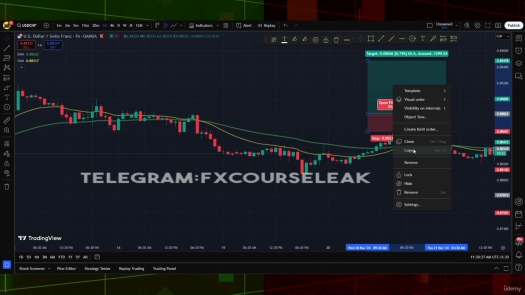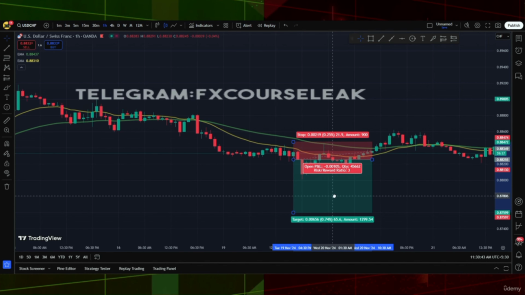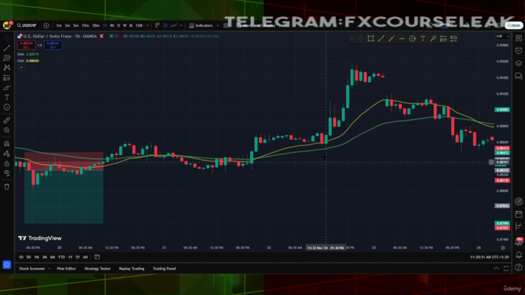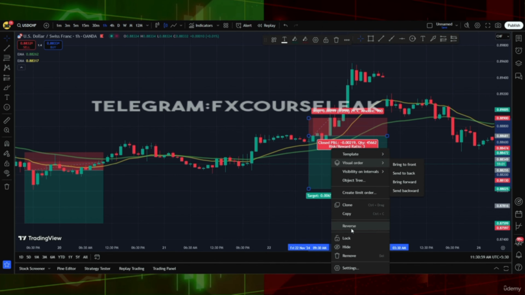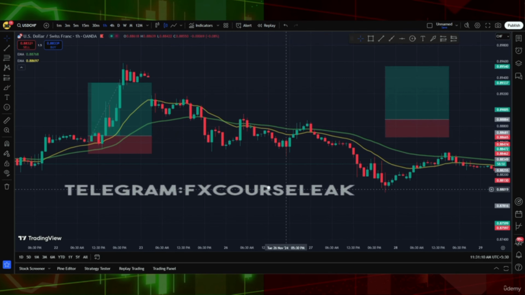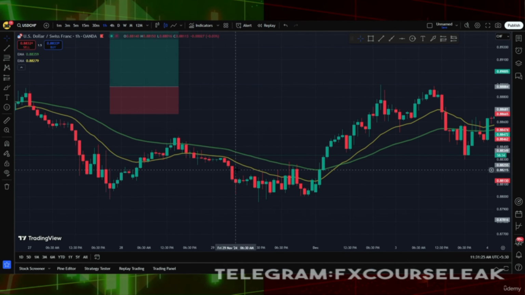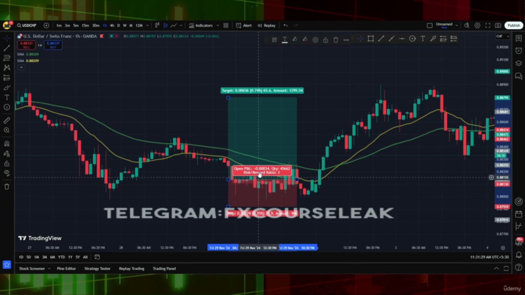We see a red engulfing candlestick right here and we place another trade. We see a green engulfing candlestick over here and we place a buy position. We take one sell position here in this engulfing candlestick.